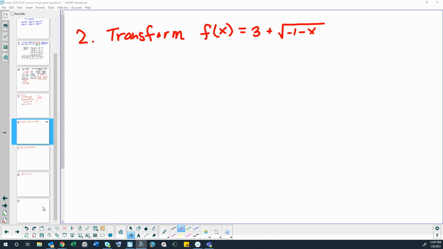This is number 2 on the 2018 final exam practice. We're transforming this graph here. So let's look at what our basic square root graph looks like and go from there.